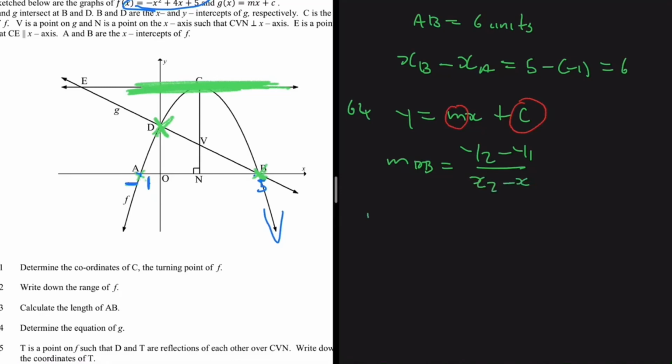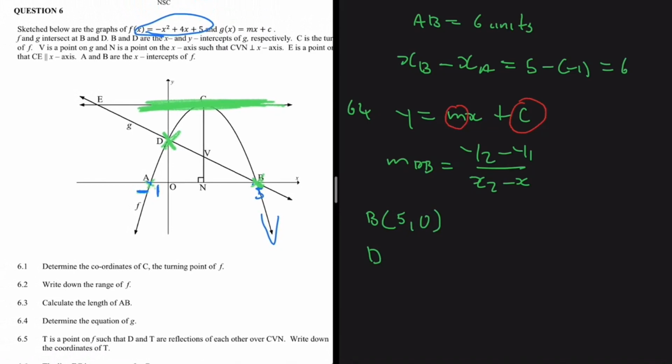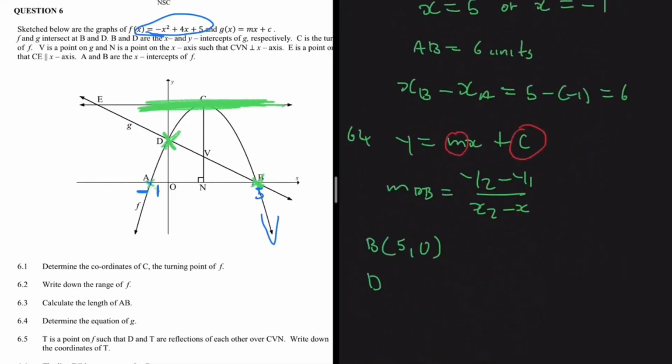We have the coordinates of B. We know fully well that is 5 and 0, right? And what about the coordinates of D? It seems like we don't have the coordinates of D, right? But then we can see fully well that D is the y-intercept of our graph F, right? So it should be easy to find.